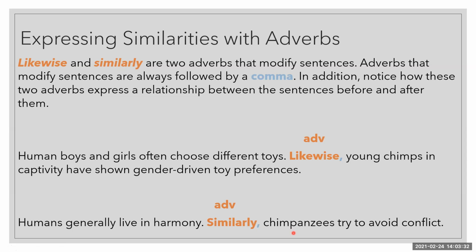You can also think of these types of adverbs as connecting the sentence that came before it to the one it starts. So for example, the two things we're comparing, this one is human boys and girls. And this word likewise connects this sentence to the one that follows it about young chimps. So those are the two things that we are comparing. And notice the similarity between the objects of these sentences. Choose different toys and have shown gender-driven toy preferences. So this likewise connects those two ideas.